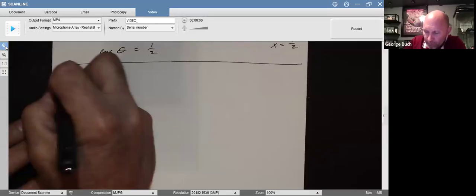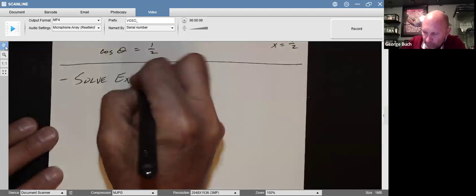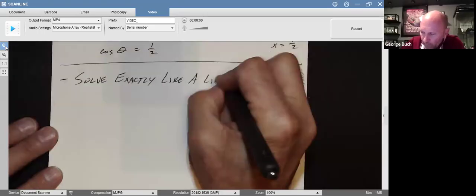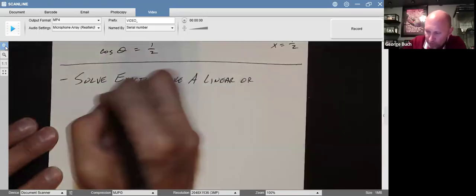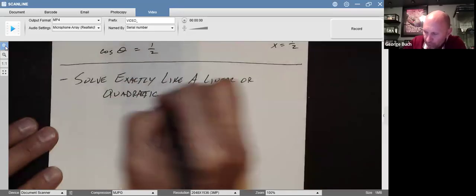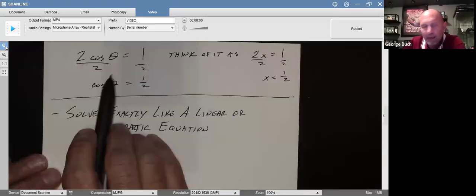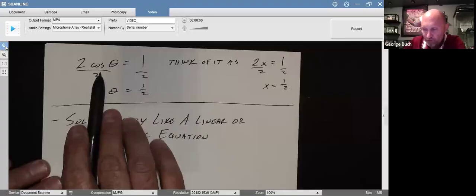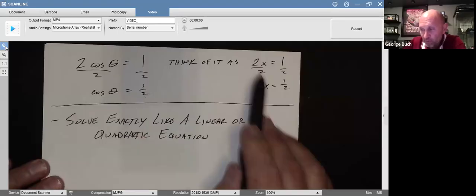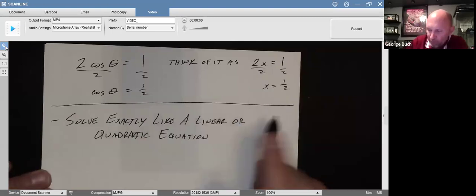So first is solve exactly like a linear or quadratic equation, if that's the form that it has. So this example up here kind of has the form of a linear equation, right? It's just divide by 2 and then solve from there. And if you think of it, if we replace that cosine with an x, then it is a linear equation. And so that's what I would say then too.